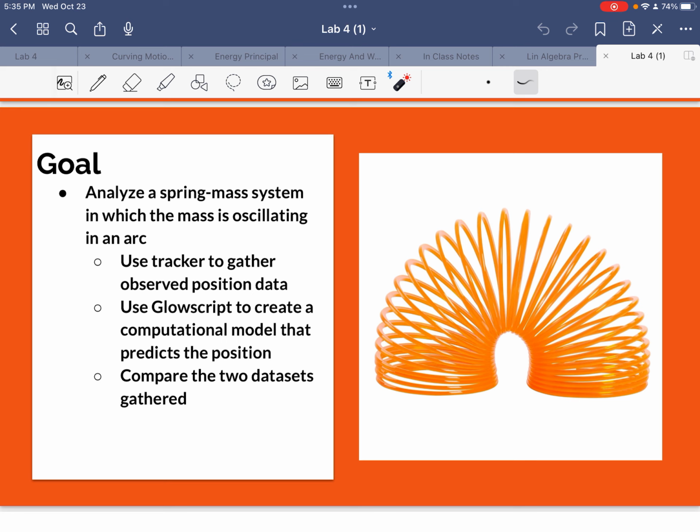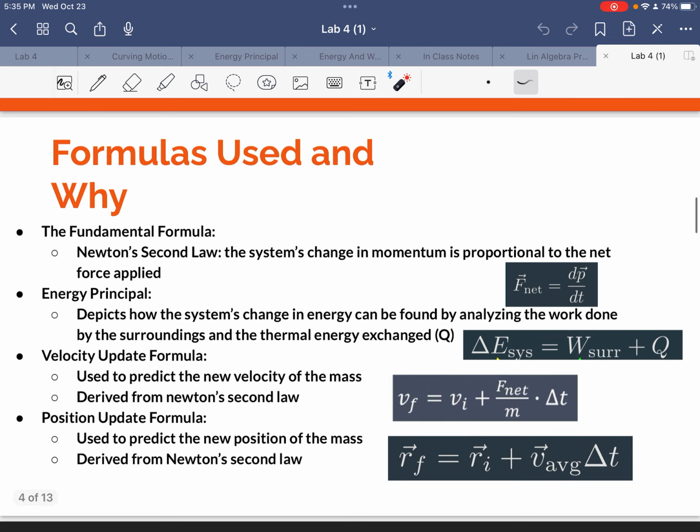And then finally, I compared the two data sets to determine the proficiency of the computational model and to see whether or not the total energy was truly conserved in the system. And spoiler alert, it was. Here are the equations that were used in the lab.